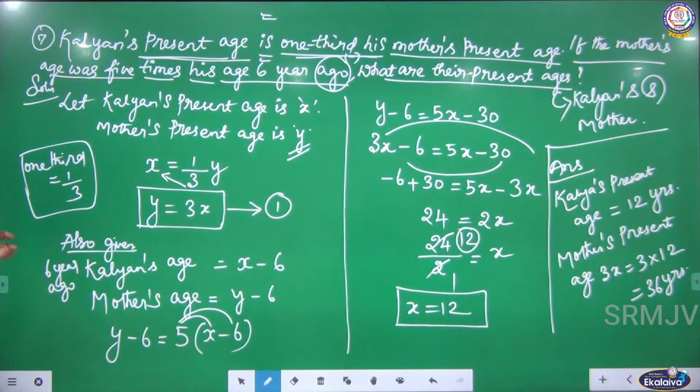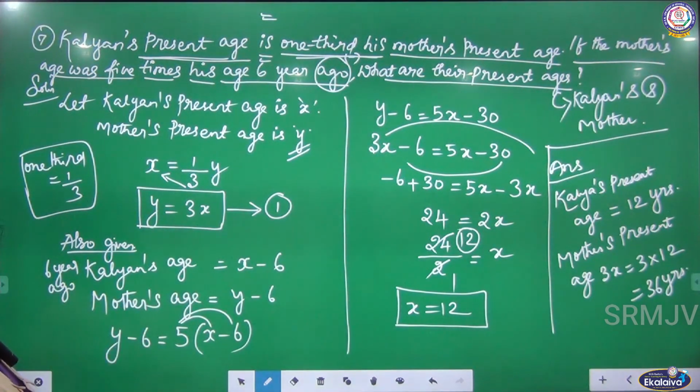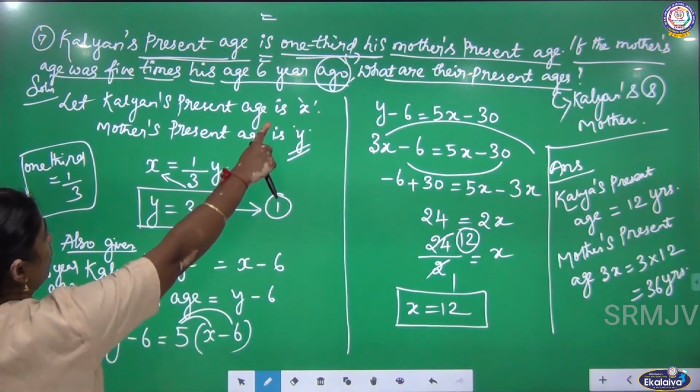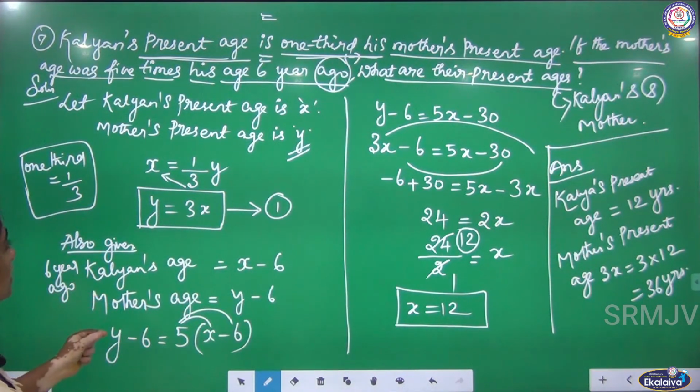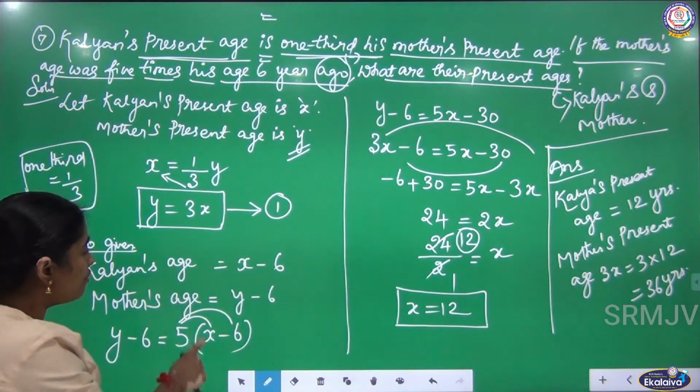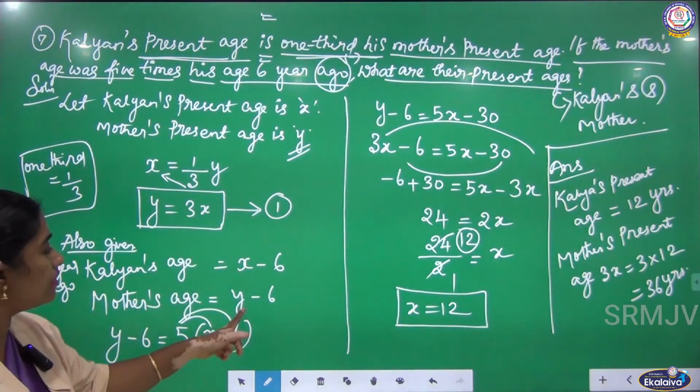Listen. See what is given in the question. I have framed the equation, x is equal to 1 by 3, 1/3. So from this, y is equal to 3x, I am framing that equation. Keep it as it is. And also, what is given in the question, 6 years ago. So for Kalyan, I assumed x, so x minus 6. And mother's age, I assumed y, and 6 years ago, so y minus 6.